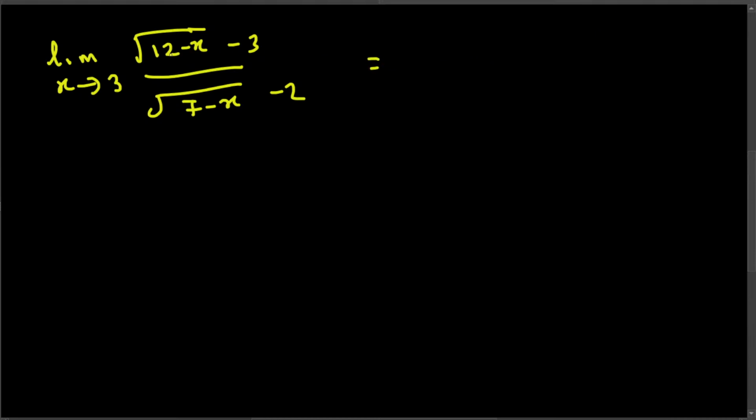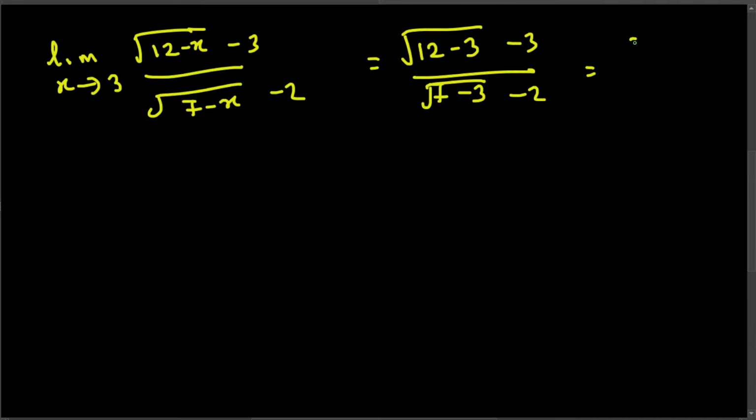So if I do the direct substitution, this is going to be square root of 12 minus 3 minus 3 divided by square root of 7 minus 3 minus 2. In the numerator, we are getting square root of 9, that is 3, minus 3, and here we are getting 7 minus 3, that's 4, square root of 4 is 2, so 2 minus 2, so that is 0 by 0. This is indeterminate, so we cannot have this answer.